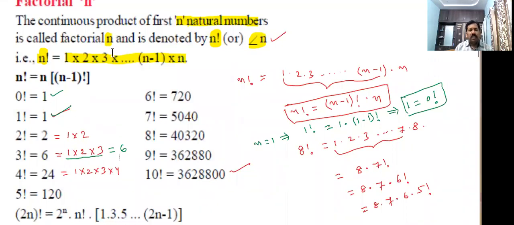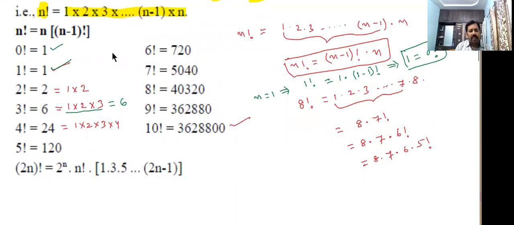Next, see the last term here: 2n factorial is equal to 2 power n into n factorial into 1 into 3 into 5 and so on up to 2n minus 1. 2n factorial means what? 1 into 2 into 3 into 4 and so on.